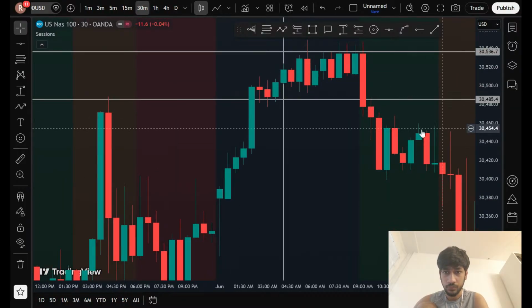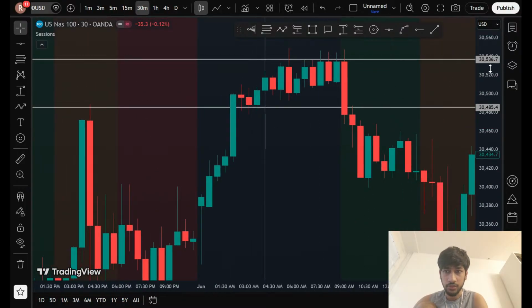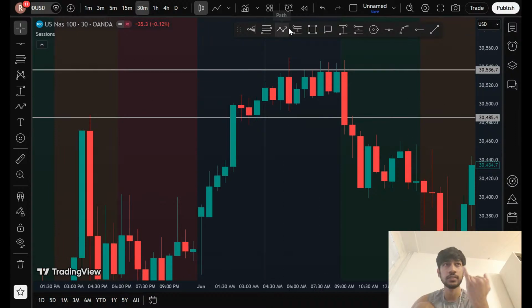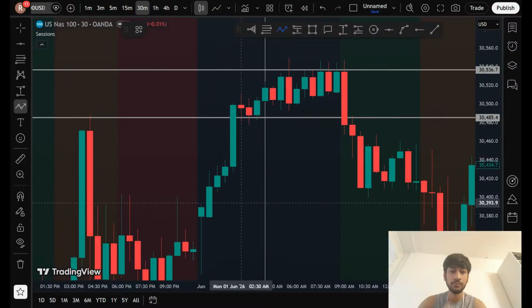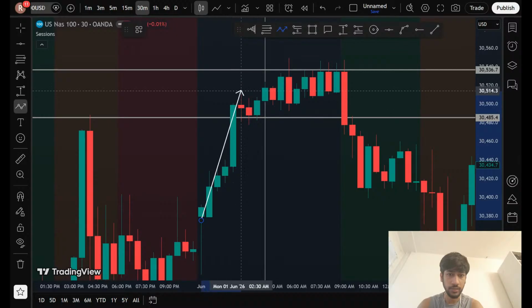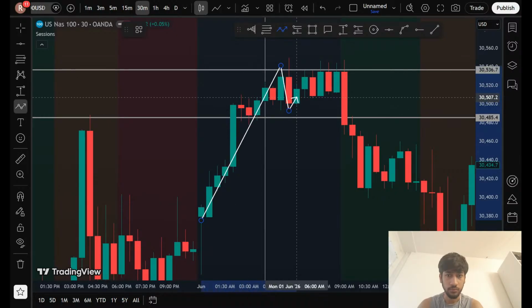I'll explain the market structure behind this. First, you have to identify the market structure. Second, identify the session trend. Third, identify how much range you have. So first, what was the market structure? Price went up, and we consolidated.